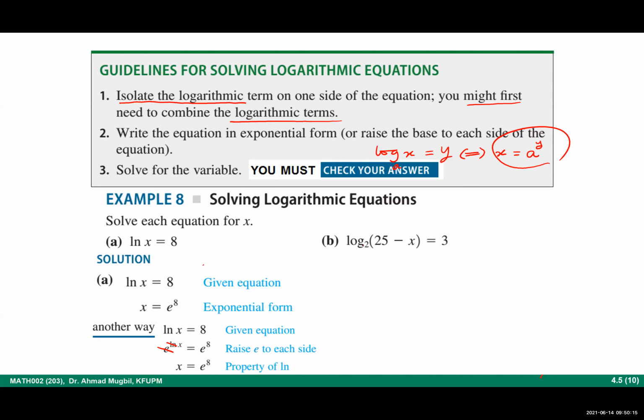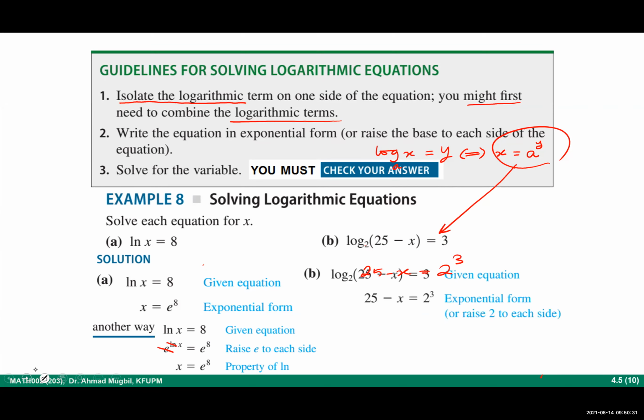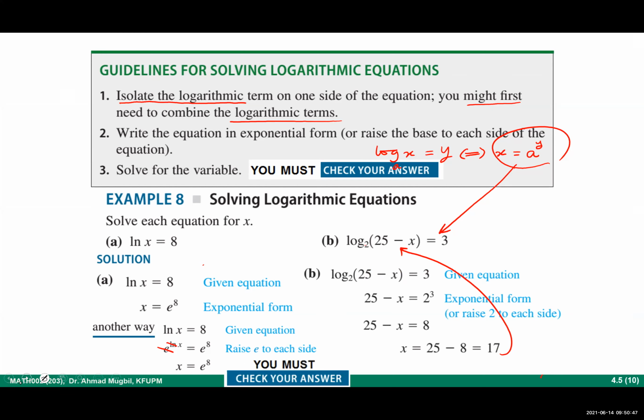Here also we have log 2 of something equals 3. Again, by the exponential form, 25 minus x, the argument, equals what? The base 2 to the power 3. And of course, this will give you 8. x will be 25 minus 8, so x will be 17. Again, you can check. Is there any problem? No problem. It's okay.